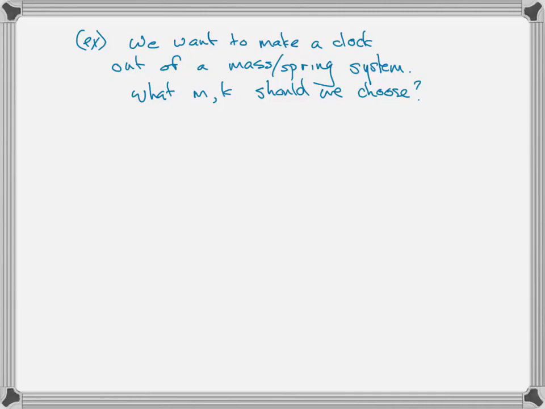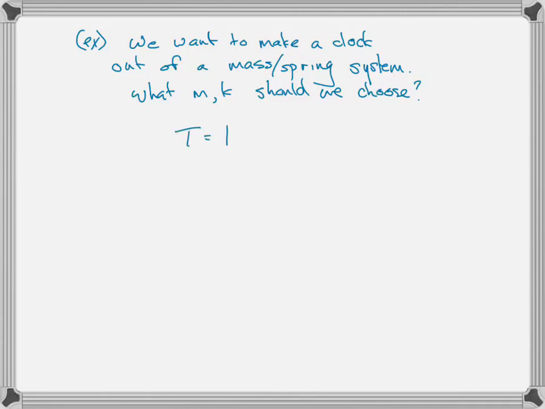So really the question is, first of all, what do I mean? How do we make a clock out of a mass spring? Well, we want the oscillation to last a known amount of time. So let's say that we want it to be 1 second. We want the period to be 1 second.